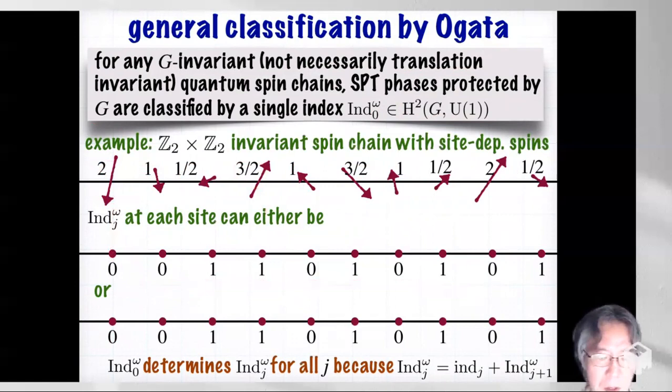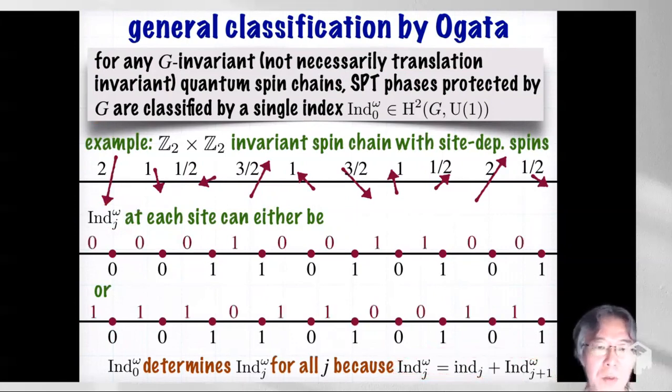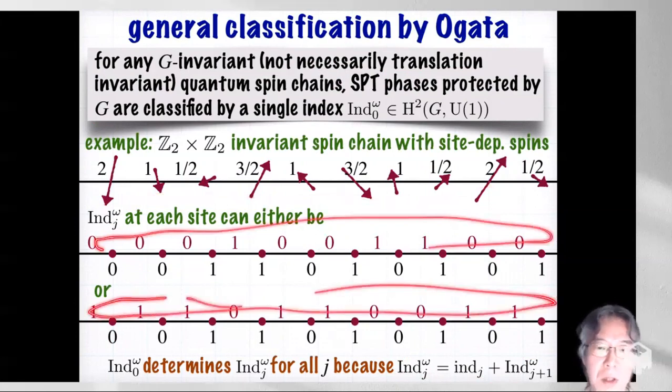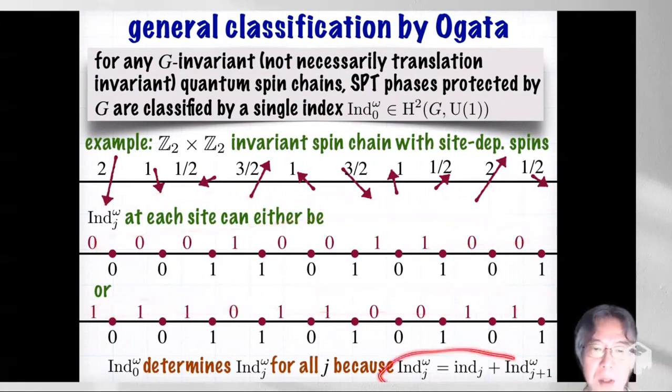And now you ask, what kind of Ogata index is possible? Because we always have to have this additivity. There are two choices. The configuration of Ogata indices in this weird model can be like this or this. These are the only two choices that are consistent with this additivity. So we conclude that in this case, there are at least two SPT phases protected by Z2 cross Z2 symmetry in this model. And in each phase, the Ogata index is given like this.